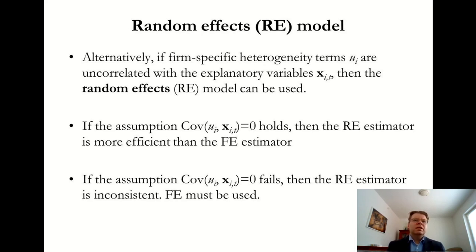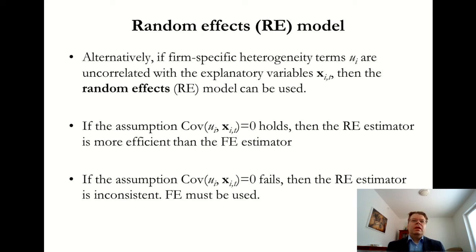So this terminology, fixed versus random effects, might sometimes be a little misleading, because it's not about whether ui are random or not. In both approaches, we model ui as random variables, but in the random effects model, we assume that ui is essentially uncorrelated with the explanatory variables. So in other words, in the random effects model, we assume away this endogeneity problem, whether it's a good assumption or not. That's what the random effects model assumes.